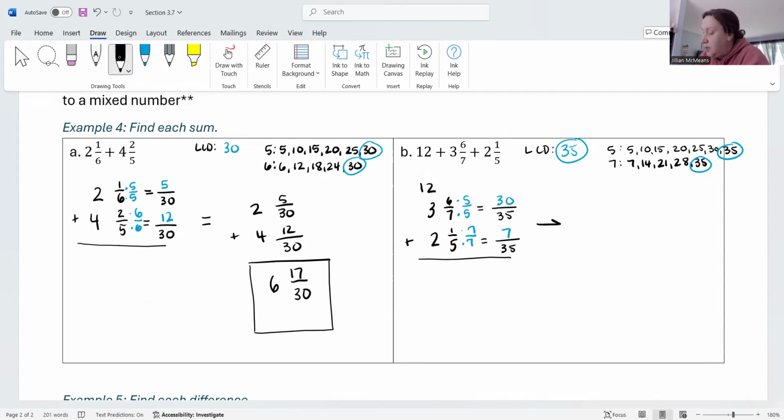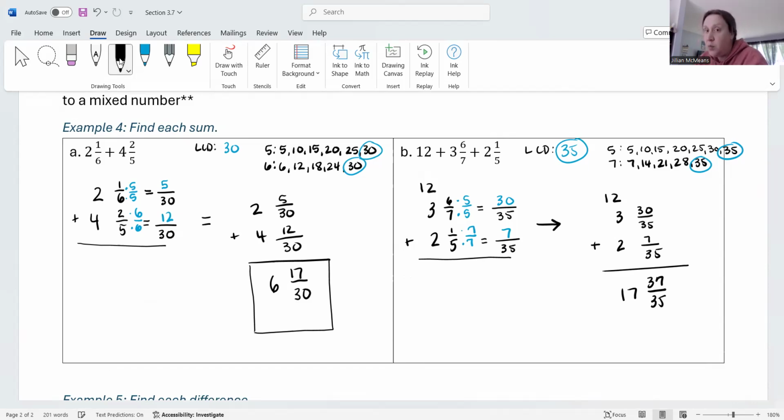So now what I'm dealing with is 12 plus 3 and 30/35 plus 2 and 7/35. Well, now I have common denominators, so I can go ahead and add. Okay, so 30/35 plus 7/35 is 37/35, which hopefully you're like, ooh, that looks weird. It does, but we can fix it. Now, 12 plus 3 is 15. 15 plus 2 is 17.